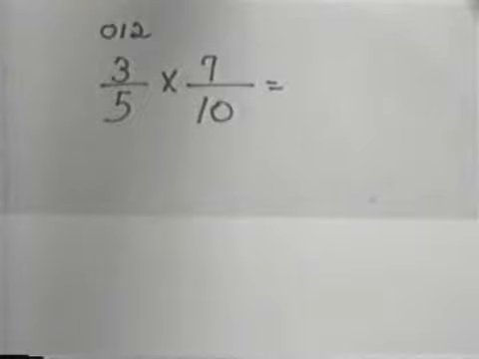Now let's look at another example. 3/5 times 7/10. Okay, before we multiply, we want to make sure there are no common factors or common divisors. And I need to be careful here.